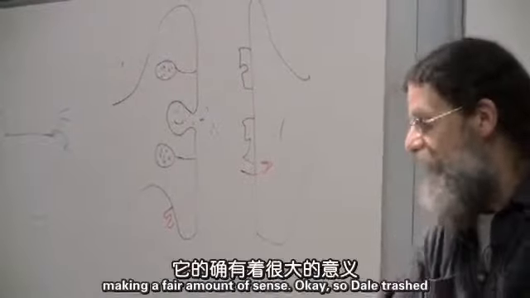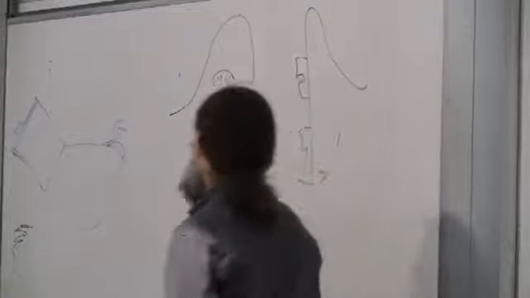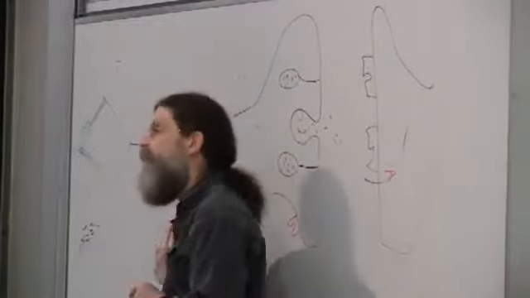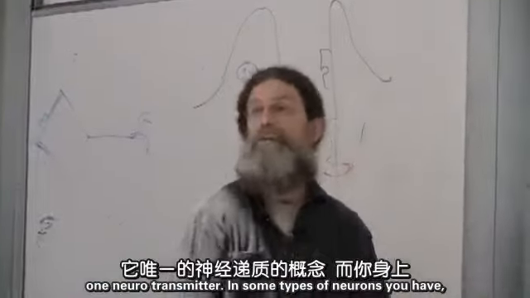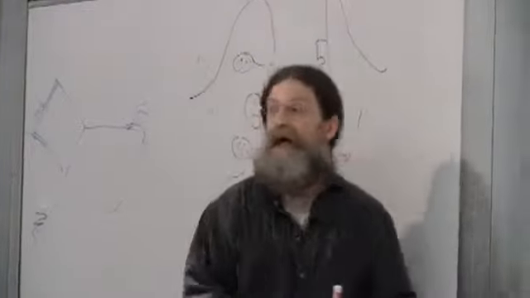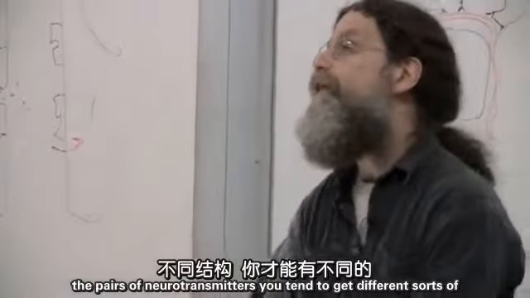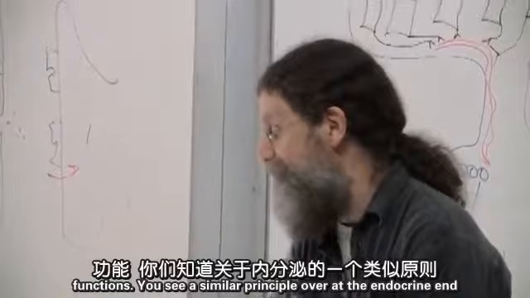That actually winds up making a fair amount of sense. Okay, so Dale trashed the notion of any given neuron having only one neurotransmitter. In some types of neurons, you have instead pairs, but following the same sort of rules. And thanks to the typical structural difference between the pairs of neurotransmitters, you tend to get different sorts of functions.